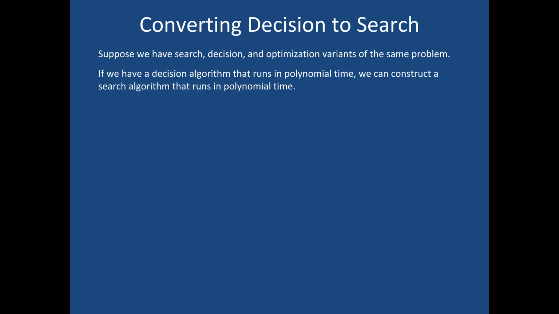All right, and let's consider those problems or similar problems. So suppose we have search, decision, and optimization variants of some problem. I'm going to show you, if you can solve the decision problem in polynomial time, I'm going to argue that we can create a search algorithm that also runs in polynomial time. And to make this concrete, we'll work with those three variants I just showed you. All right? So I'm going to show you how to convert it.